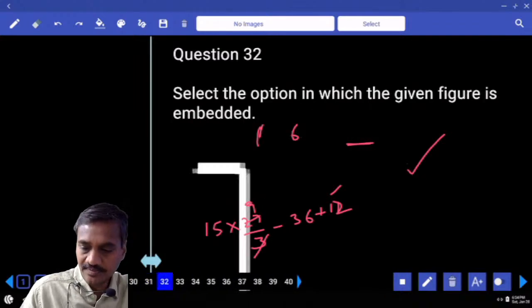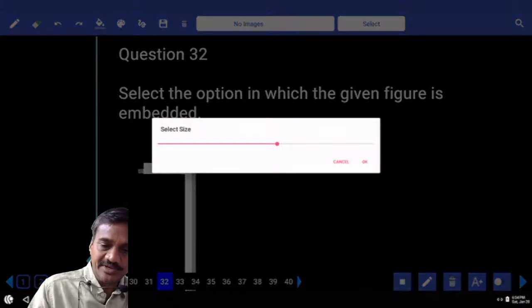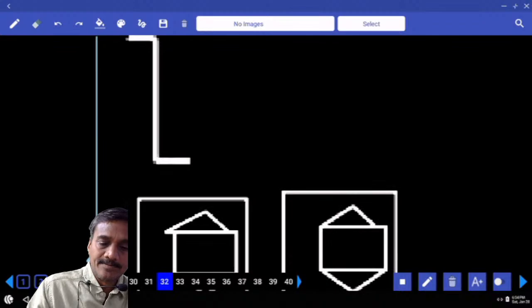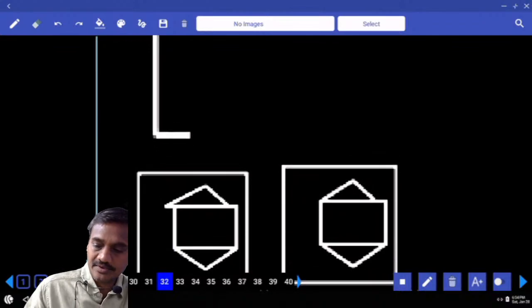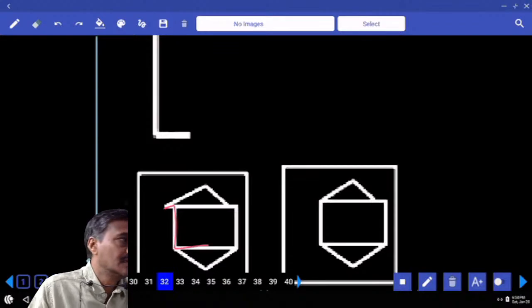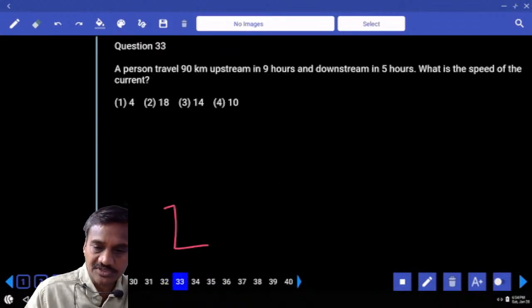Then 32nd, now non-verbal embedded figure. Now tell me which element is embedded into this? Option 1. Now where is that element? Now this is the element we are talking about. Clear? Choice 1, question number 32.